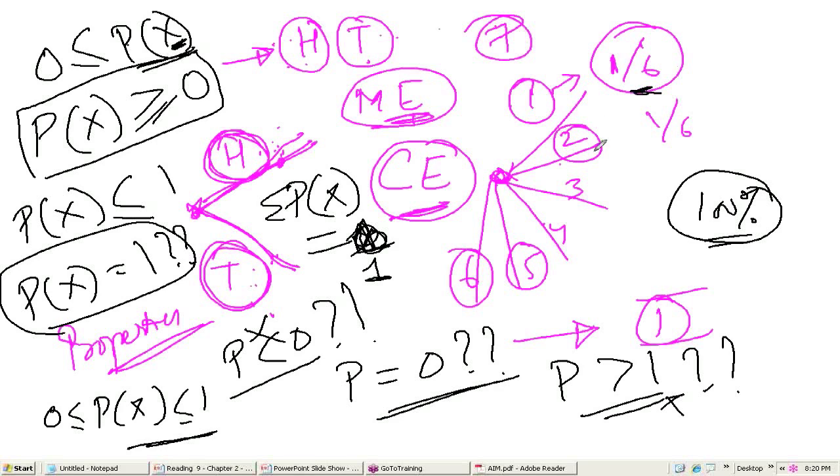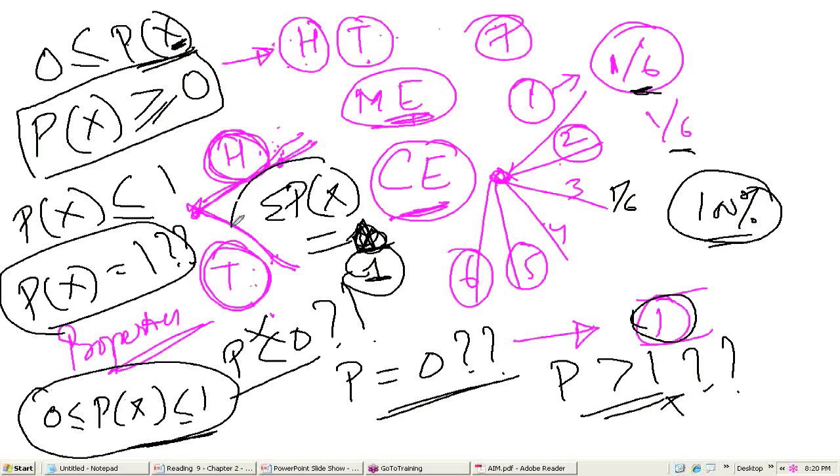Probability of 2, it is 1 by 6. Okay, 3, it is also 1 by 6. If you take the summation of all, the summation of probabilities should come as 1. So there are two defining properties of probability: probability is between 0 and 1, and the summation of the probabilities is equal to 1.